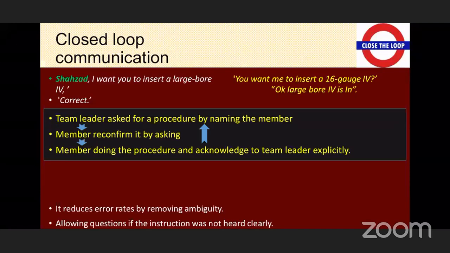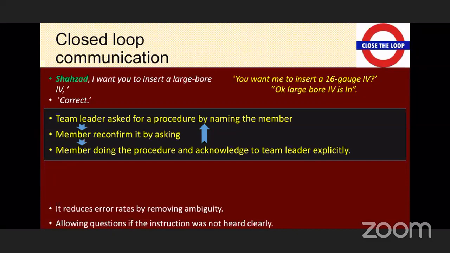Suppose the team leader wants a procedure to be done by a member of the team. He will ask for it, particularly by naming the member, and the member will confirm by asking it and will perform the procedure and will acknowledge it back to the team leader.